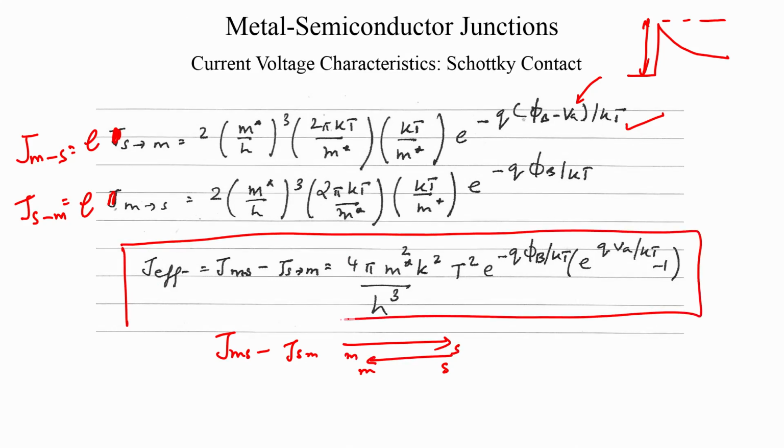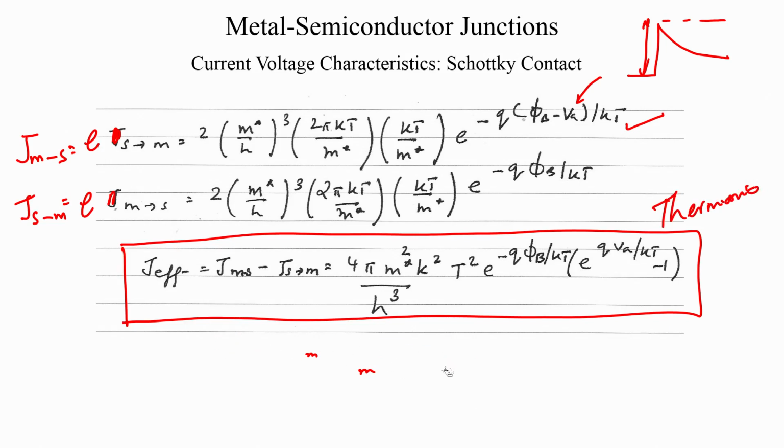So, this is the final expression for the thermionic emission current. Once again, if you think of all these terms as a constant, and say this entire thing is J1, the current is J1 times e to the power qVa by kT minus 1.